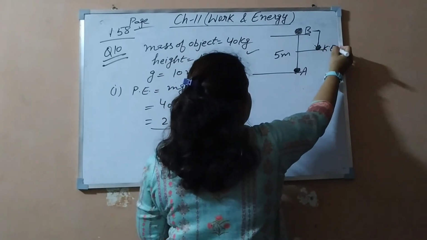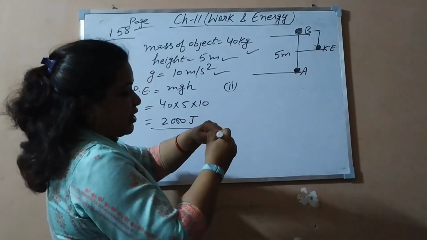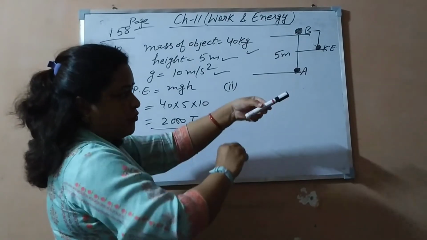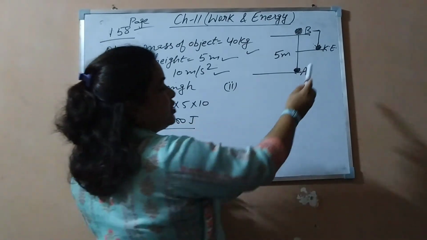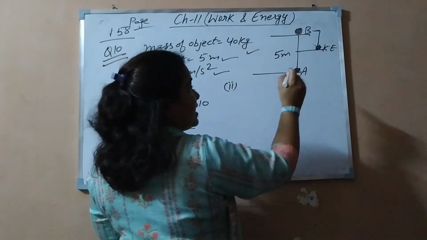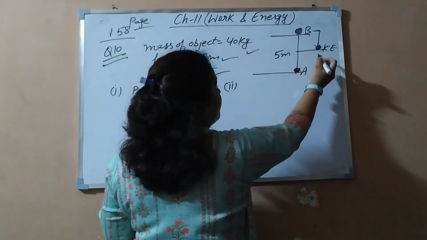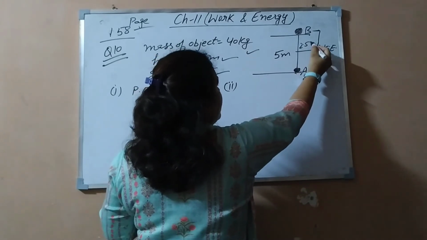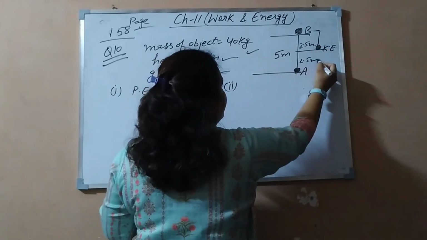Because when it falls down, the body will start to come in motion. From here, if you drop this, it will come in motion. So at halfway down, it will possess kinetic energy. So he is asking what is its kinetic energy at halfway down. Halfway down, so this is 2.5 meter and this is 2.5 meter.